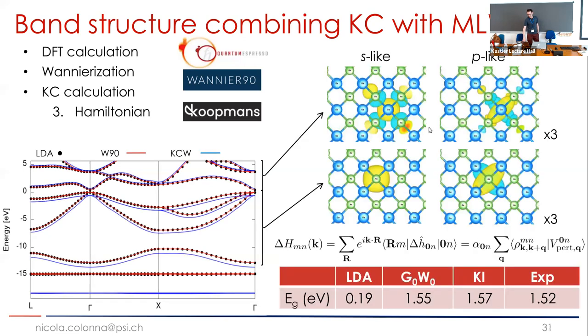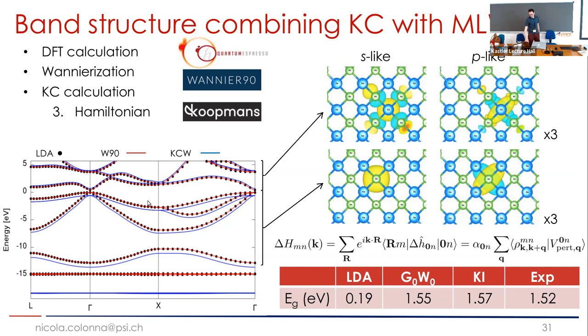Once you did that, you can build up the Koopman Hamiltonian, and this is computationally very cheap compared to the calculation of the screening coefficient. But the nice thing is that now you have it in a Wannier representation, so you can do all the post-processing tools that you can imagine, and that I learned quite advanced looking at the talk from the Wannier Summer School last week.